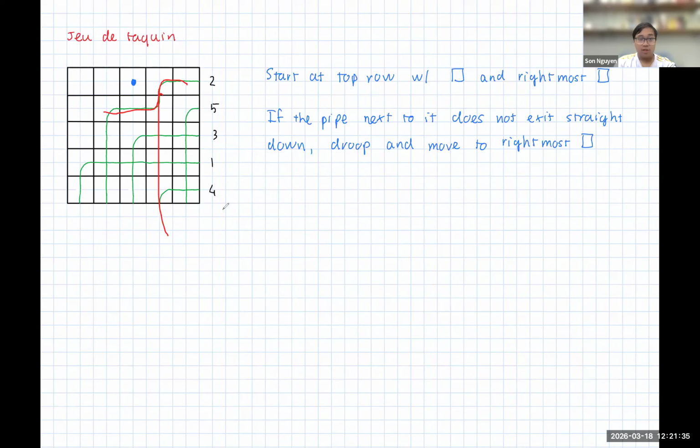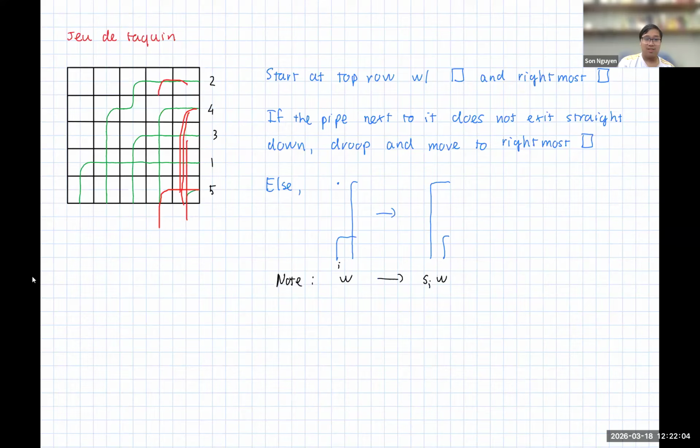So if it doesn't go straight down, meaning it's turned somewhere, then I group it up like this. And now I'm looking at this one again. And in this case, it goes straight down. So there is some other pipe going up from that column, and they would need to cross somewhere because this one goes straight down. And so what I'm going to do is replace this by this. So in this case, I would get this.